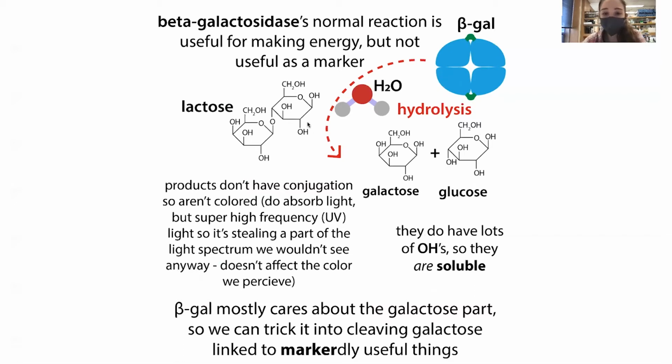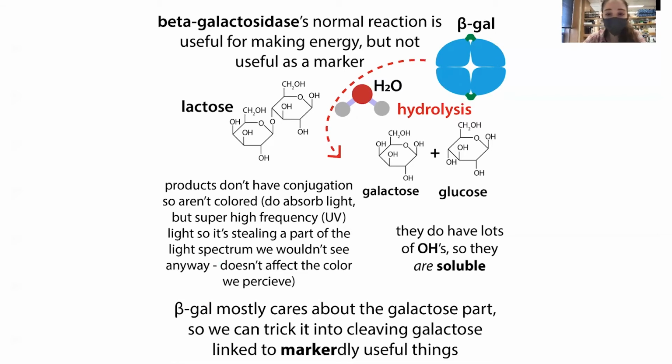And so we want to make it into something that is going to be colored and insoluble, so it'll precipitate out. How we're going to do this is that we can actually change the molecule. So it likes to break down lactose, but it mostly cares about this galactose part. So if we can put something else instead of this glucose, something that's going to allow us to get a colored product, we can make these variations in order to get a colored non-soluble product that's going to give us a signal of the bacteria making or not making the product.